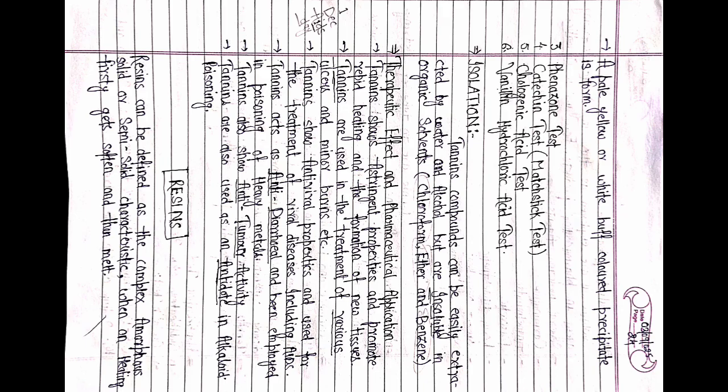Tannins shows astringent properties and promote rapid healing and the formation of new tissues. Tannins are used in the treatment of various ulcers and minor burns, etc. Tannins show antiviral properties and used for the treatment of viral diseases, including AIDS. Tannins acts as antidiarrheal and been employed in poisoning of heavy metals. Tannins also show anti-tumor activity. Tannins are also used as an antidote in alkaloid poisoning.